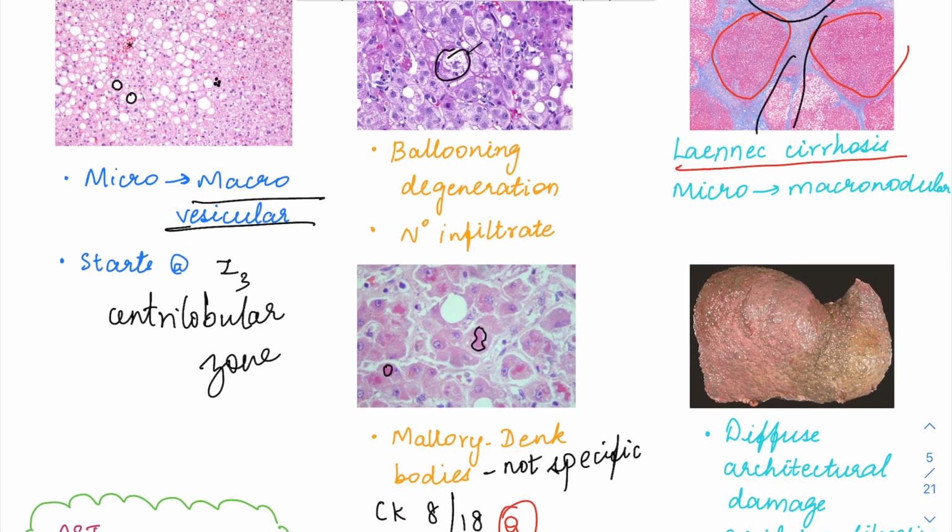So classically, alcoholic cirrhosis has been referred to as micronodular cirrhosis, which is less than 3 millimeter in size. The nodule size will be less than 3 millimeter. So multiple nodules will be there, and each of these nodules is going to be less than 3 millimeter. But in later stages, they can increase in size, that is more than 3 millimeter, and they are going to be called macronodular cirrhosis.